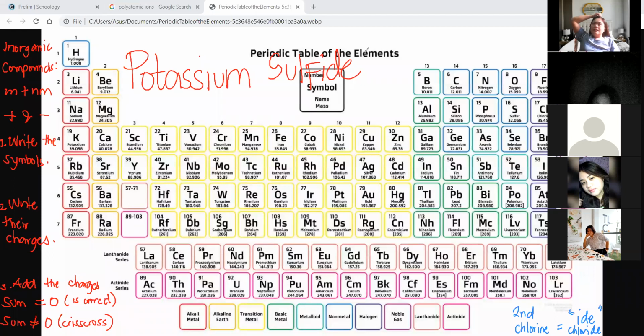So for example, for aluminum oxide, its subscript is 2. Multiply it to the positive 3 charge, and for oxygen, the 3 is multiplied by negative 2. So positive 6 and negative 6. Okay, it is equal to 0.